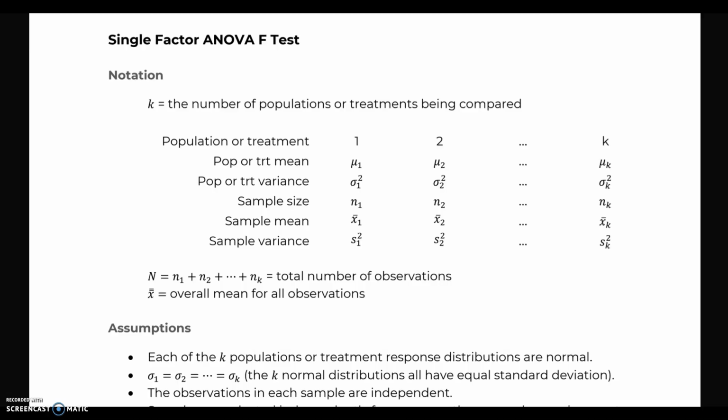Our sample sizes are n sub 1, n sub 2, and so on. Our sample means x1 bar, x2 bar, and so on. Sample variances are our s1 squared, etc. So we have a total of capital N observations. And over here, we have the overall mean, which is an X double bar.